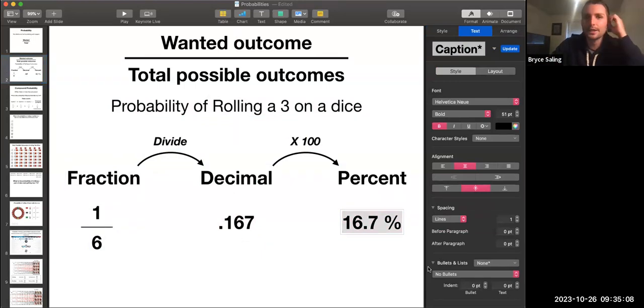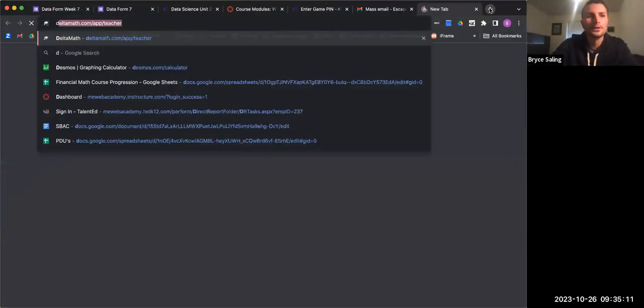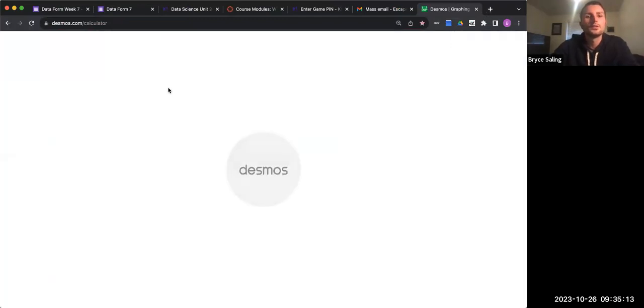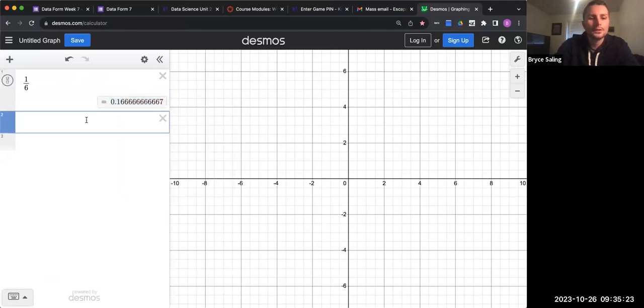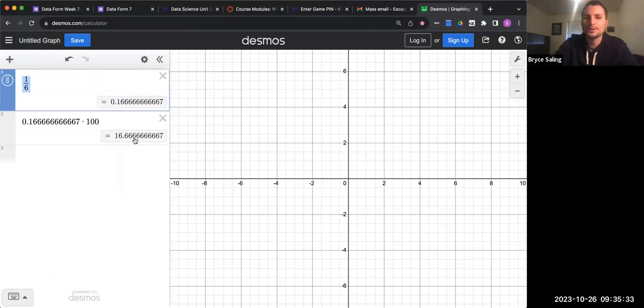Let's take a look at what that looks like in Desmos real quick. For the probability of rolling a 3, you just set it up as 1 out of 6, and that gives 0.167. Then you can times that by 100, and that gives you your percentage. So it's either 1 out of 6, 0.167, or a 16.7% chance. Whatever way you express it is fine. I always like percentages and decimals personally, but those are the ways you can express it.